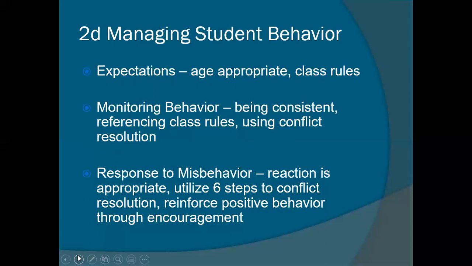When there is a conflict, it's our job to model an appropriate response. It's our job to model how to solve the problem while involving the children. And then are we reinforcing positive behavior? In the HighScope curriculum, we mostly do this through encouragement. When the kids in the class are doing the right thing, those interactions to keep encouraging them are just as important as when we're addressing the misbehaviors.